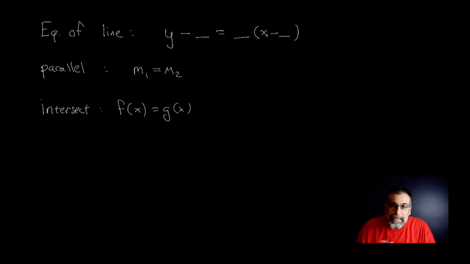And then our last keyword today is intersect. Intersect means the two functions cross. They'll have the same point. Specifically, their y values will be equal.